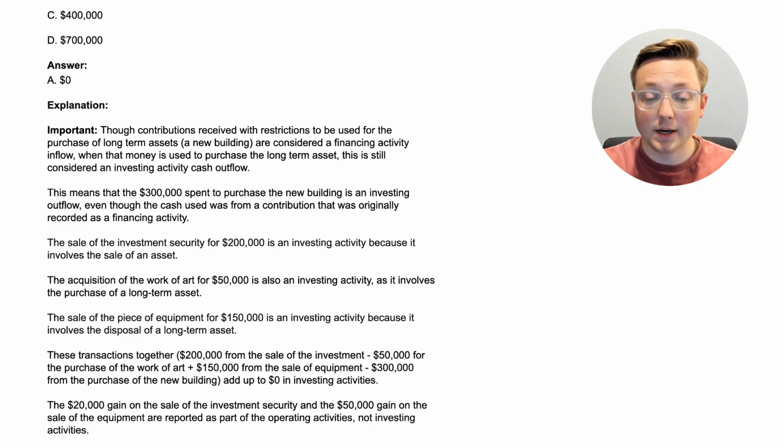But when that money is used to purchase the long-term asset, so when it's used for what it's supposed to be used for, which is purchasing a long-term asset, this is still considered an investing activity cash outflow. So it was considered a financing activity cash inflow, but now that it's being used to purchase a long-term asset, it is still considered an investing cash outflow.